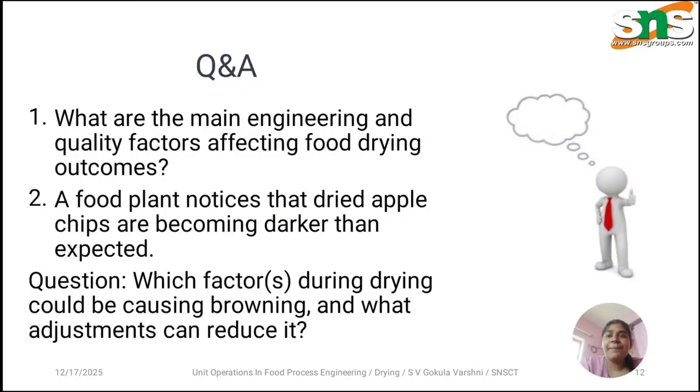Let us look at a practical question. A food plant observes that dried apple chips are becoming darker than expected. This browning may be caused by higher drying temperature, long drying time, enzymatic browning, and excess oxygen exposure. To reduce browning, lower the drying temperature, use blanching or antioxidant treatment, and control oxygen and drying time.